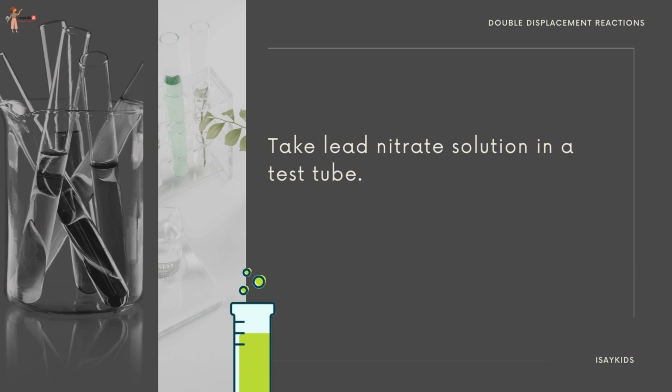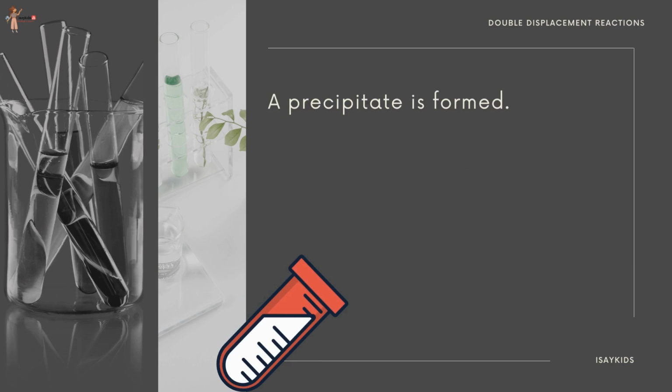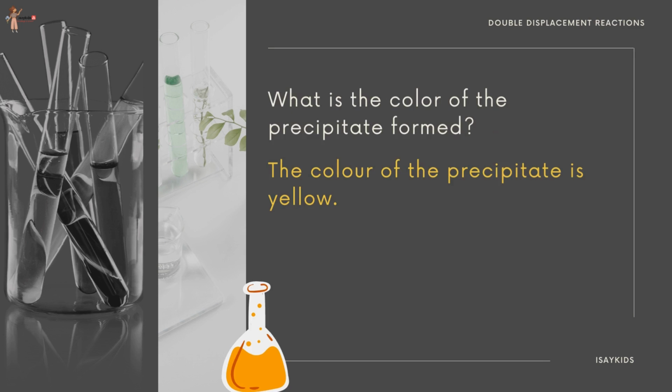Take lead nitrate solution in a test tube. Add potassium iodide solution to this. What do you observe? You would observe that a precipitate is formed. Now, what is the color of the precipitate formed? You would find that the color of the precipitate is yellow.